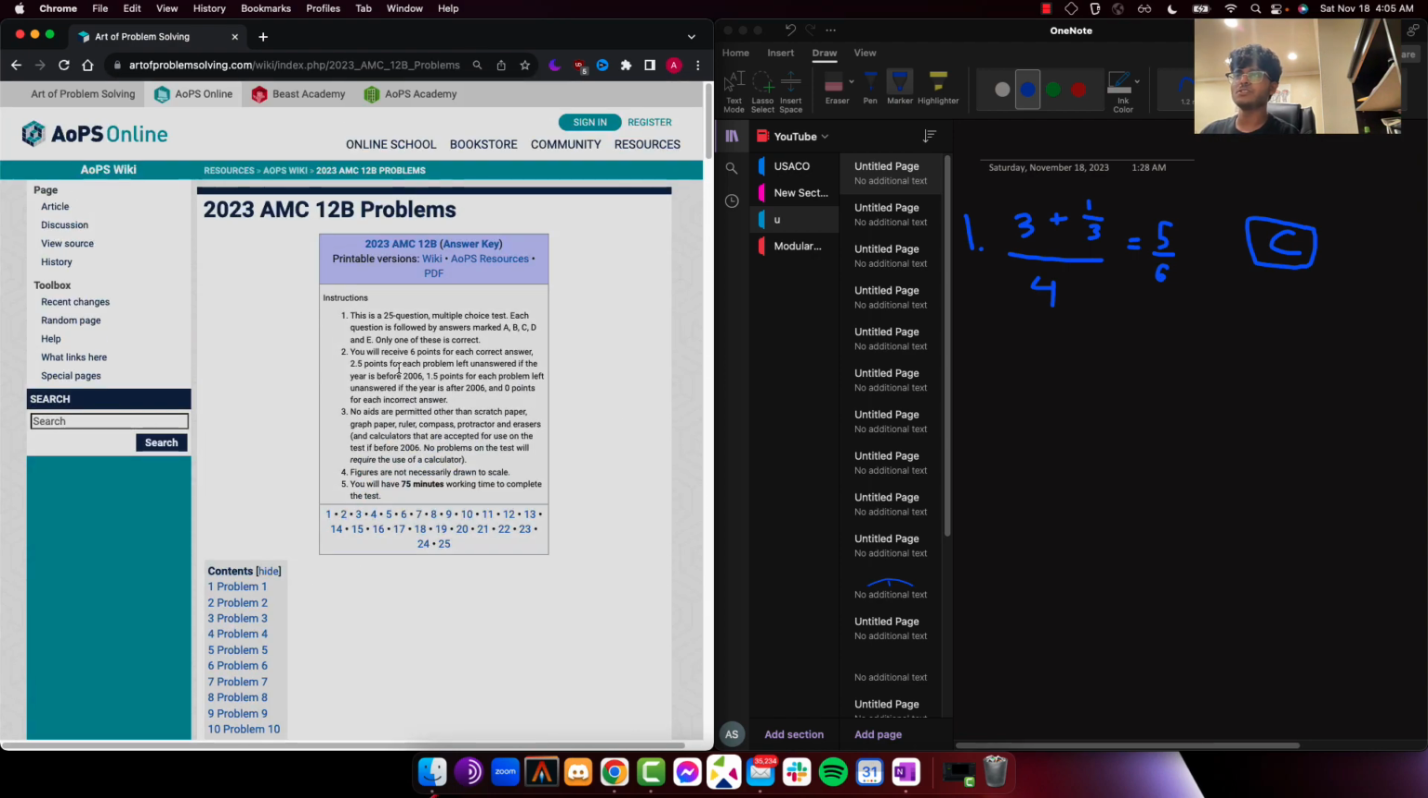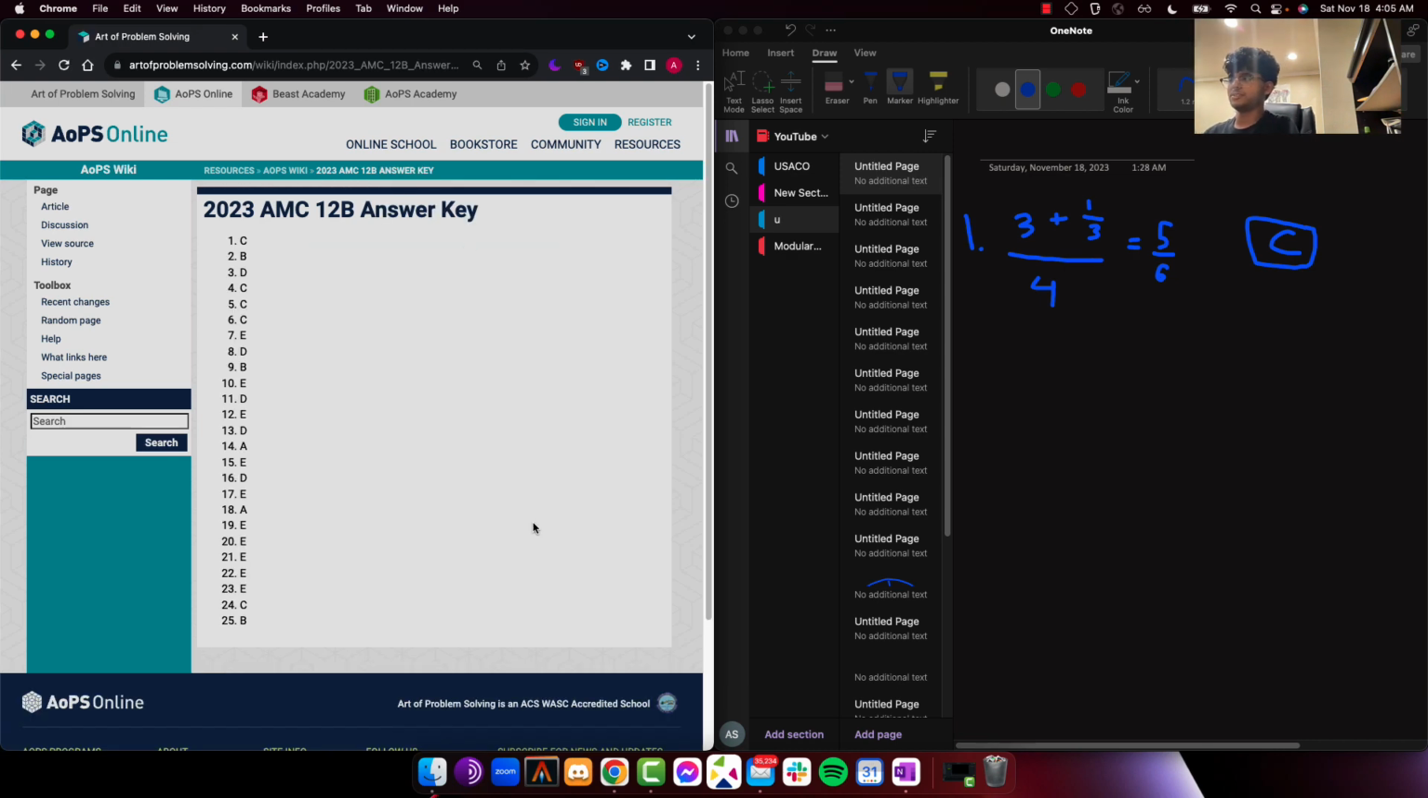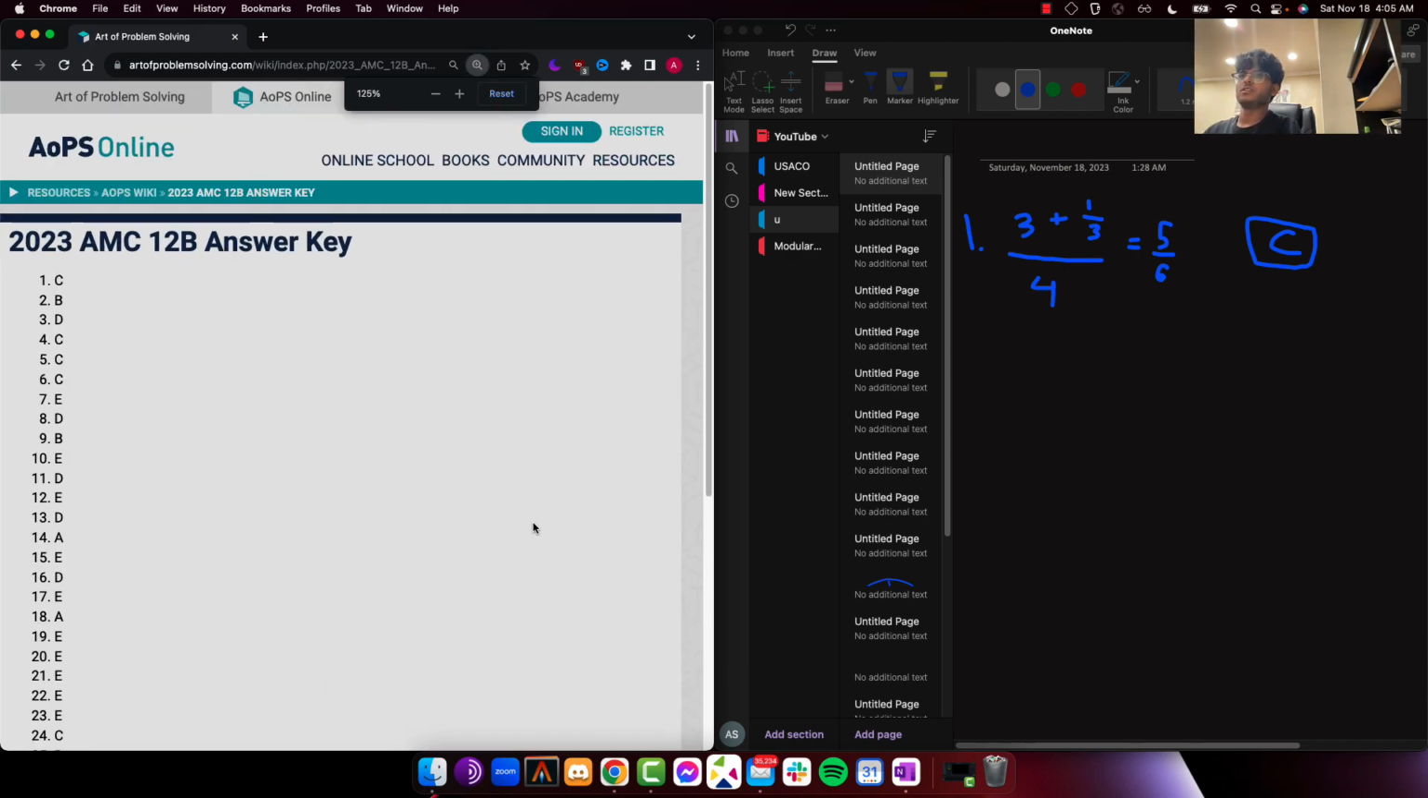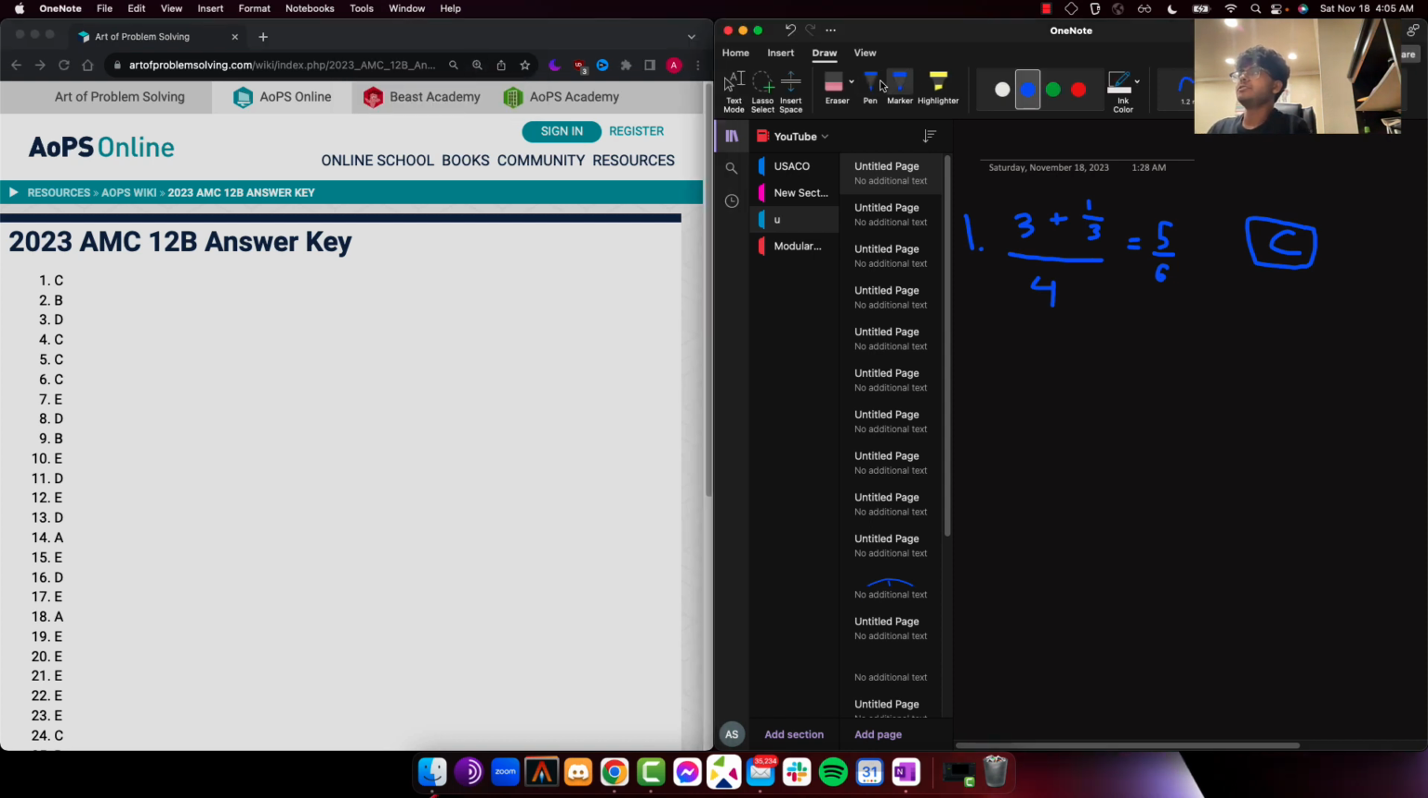Problem 1. Actually, can we just go to the solutions? Or I mean the answer key. Is there an answer key here? Can you just click this? Okay. Problem 1 is C. So for answers, is there a separate color I can use? I'll just use red.